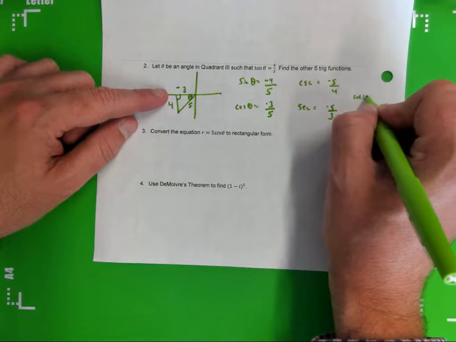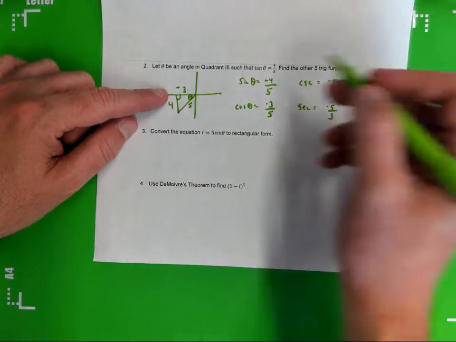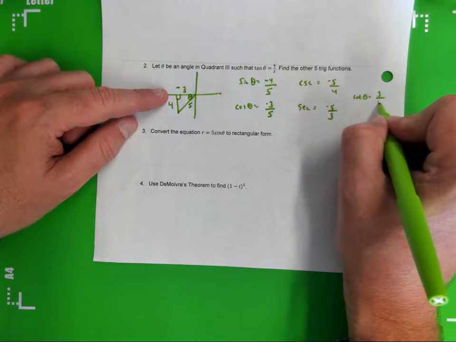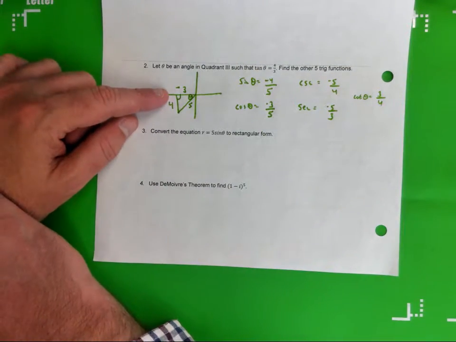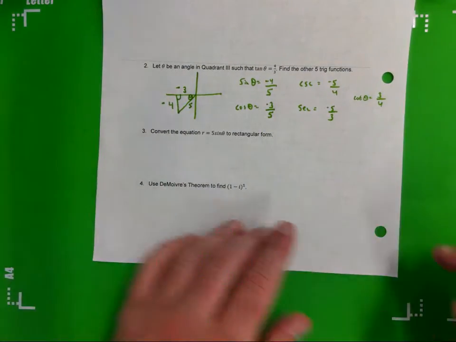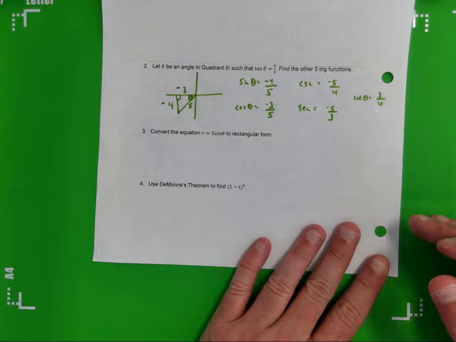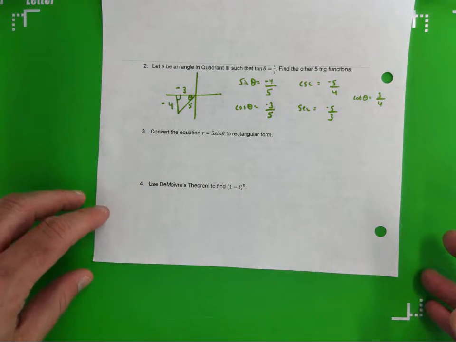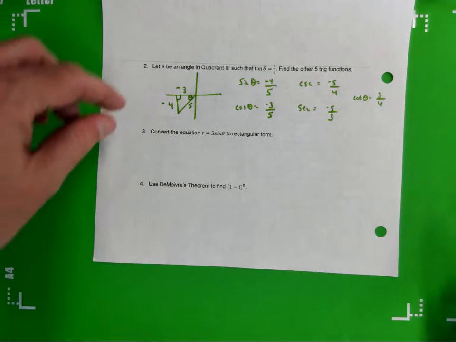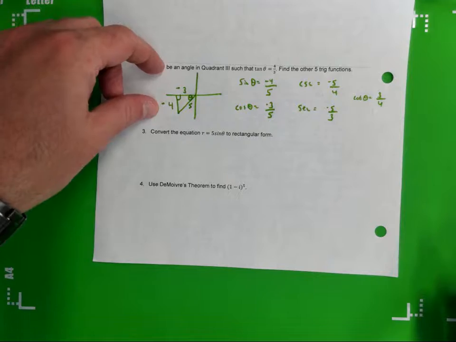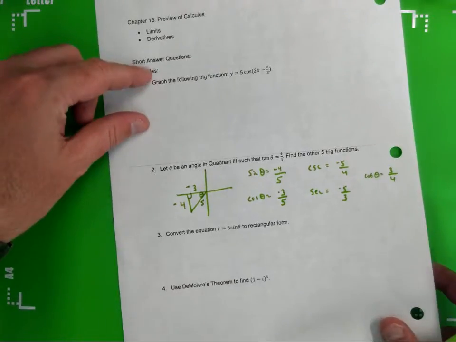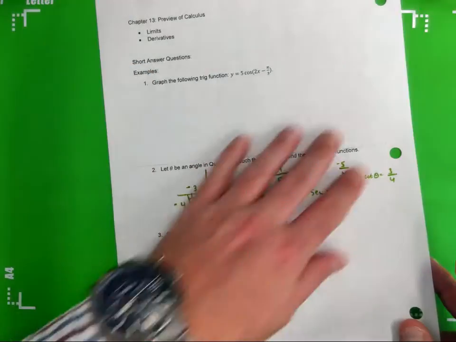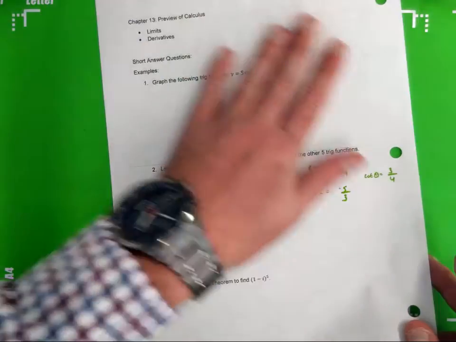What is cotangent of theta equal to? You flip this, it's going to be what? 3/4. Okay, you have a question just like that. Question just like that is your short answer too. So make sure you study this section.